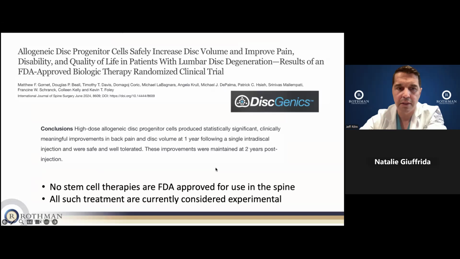This is a more recent study looking at stem cells. And this study shows some promise. It shows that there was some improvement maintained at 2 years after the injection. I just do want to note that there are no stem cell therapies that are FDA approved for use in the spine currently, and that all such treatments are considered experimental.